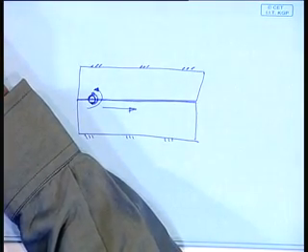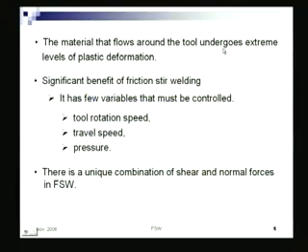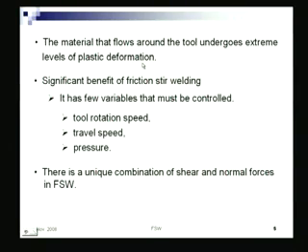The material that flows around the tool, that material movement is taking place. So, whatever material is flowing around the tool, it undergoes extreme level of plastic deformation, because till now by plastic deformation we knew that bending of a plate, elongation of a rod, right, but here it is a total dislocation of the material that is taking place.